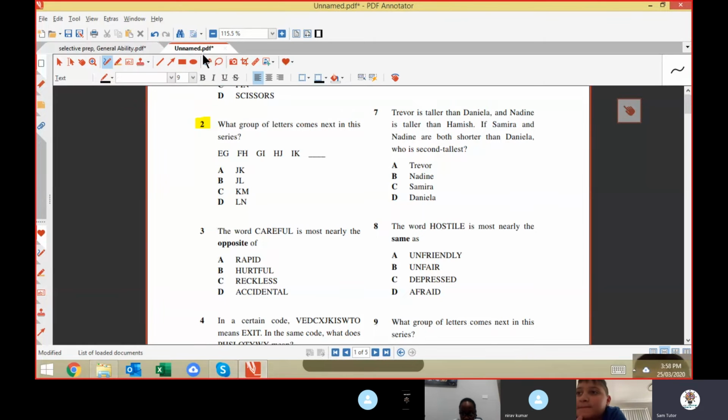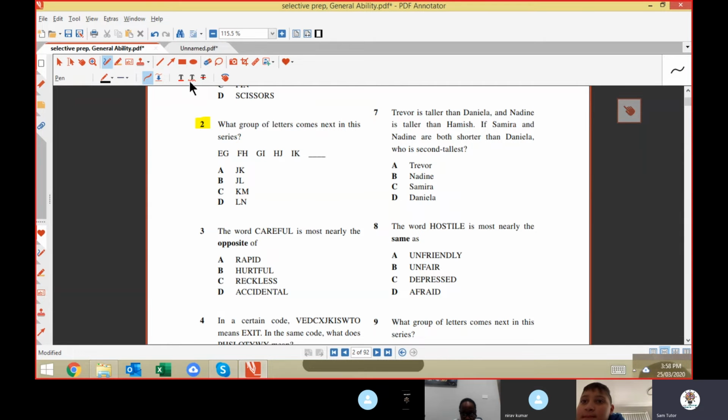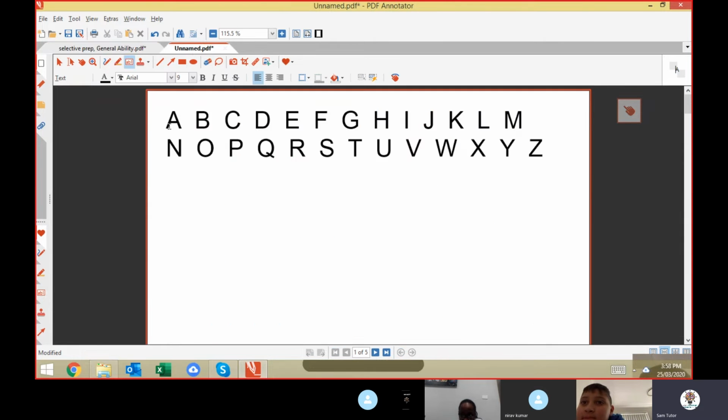The first thing you've got to always do before you start any of your general ability work at home is write your whole alphabet out, A, B, C, D, all the way to Z. That one alphabet can be your working out that's required to do most of these styles of questions.